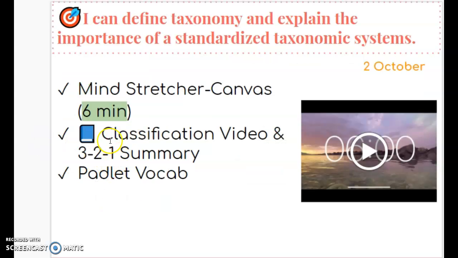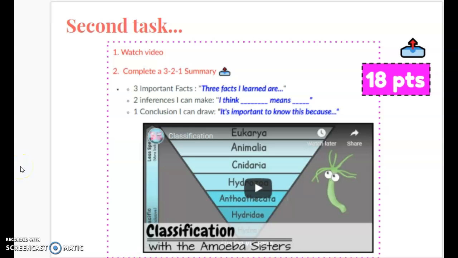Next up, you have a classification video and a 3-2-1 summary. You have done 3-2-1 summaries before and did a very good job at it. Just like last time, what I recommend is watching the video the first time through. Then the second time, stop and start it to jot down your important facts, then look at your facts and think about what they mean and what different inferences you can make, and then draw one conclusion.